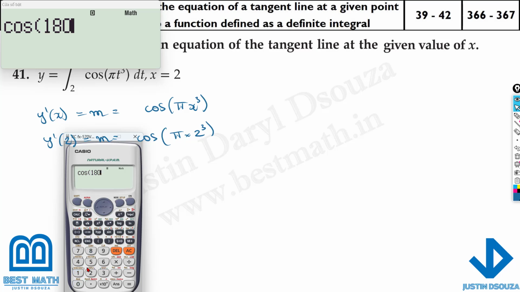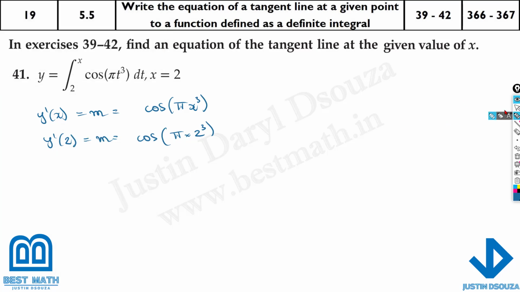I just put 180 degrees because my calculator is in degrees, and 2 to the power 3, just close the brackets, and here you go, the answer is 1. So the slope is equal to 1. What is y naught? Y naught is equal to the integral from 2 to 2, because the x value is 2, of cosine pi t to the power 3, that is equal to 0. You can directly write 0 as well, but since it's a written exam, I'm just writing the step.